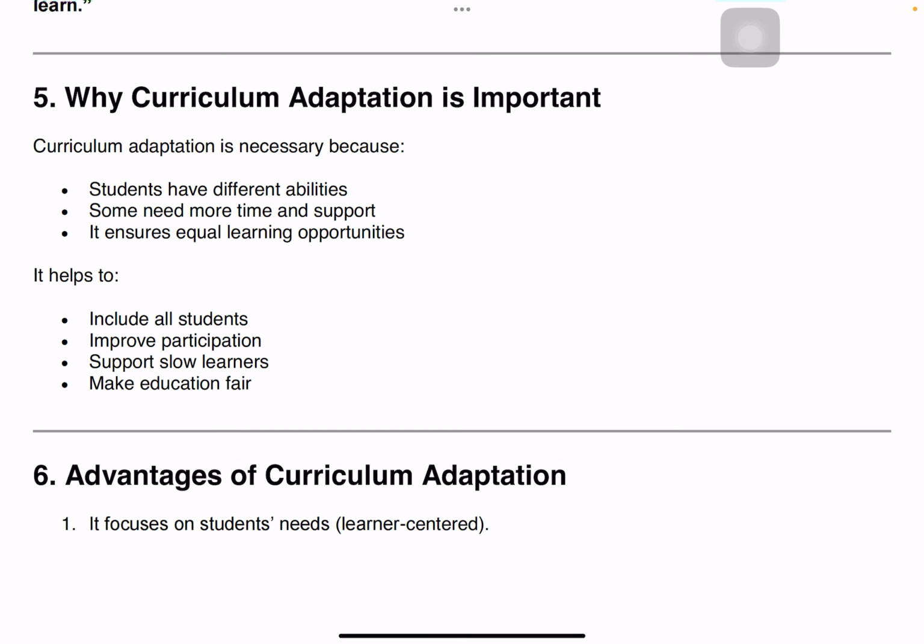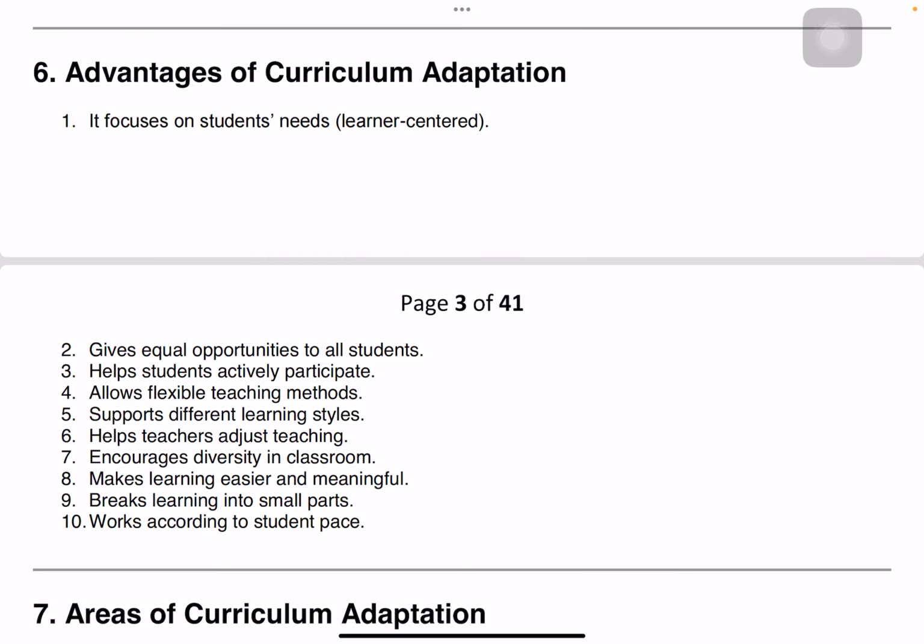Why is curriculum adaptation important? Curriculum adaptation is necessary because students have different abilities, and some need more time and support. It ensures equal learning opportunities. It helps to include all students, improve participation, support slow learners, and make education fair.